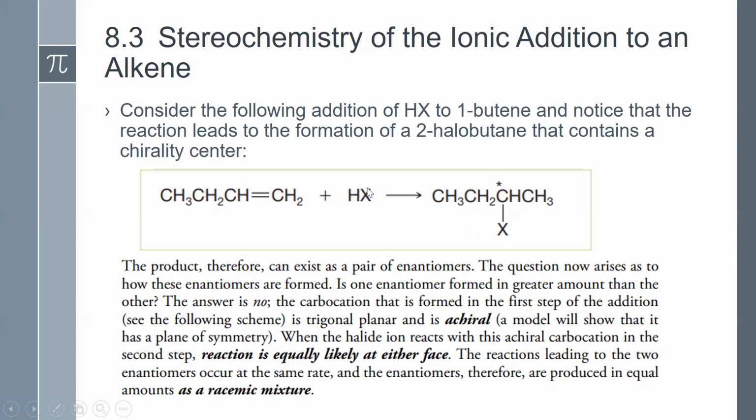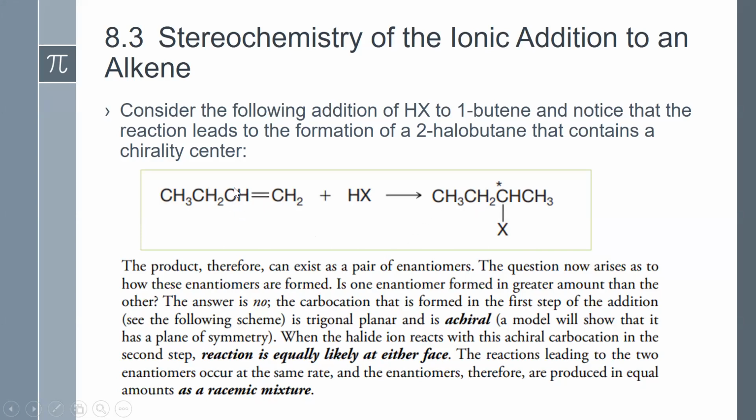Once the halide is added, when we add this, you actually get a carbocation in this case. So the halide can add from above and below the plane of the carbocation. Once you form that, there are two possible enantiomers that can arise from that particular carbocation. The product can therefore exist as a pair of enantiomers. The question now arises as to how these enantiomers are formed. Is one enantiomer formed in greater amount than the other?